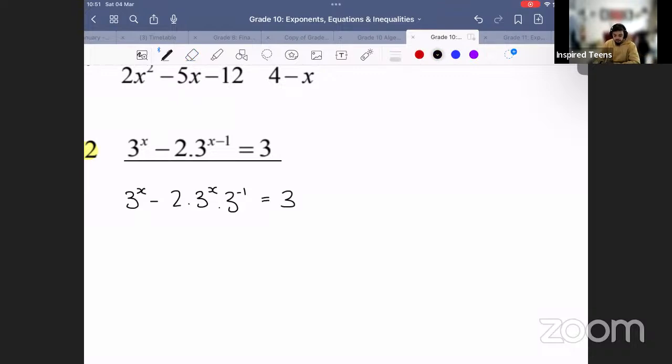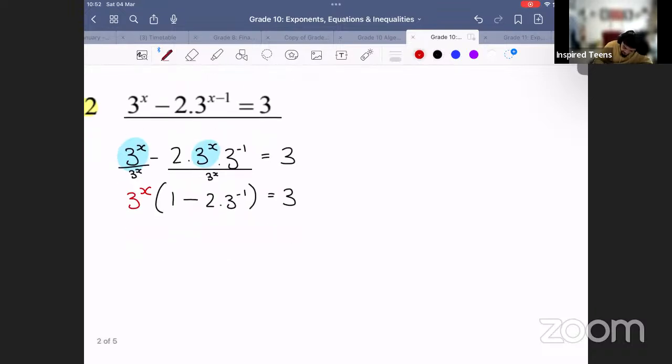So there's actually 2 ways of solving this. The first way is by identifying that 3 to the x is common in both terms, so I can take it as a common factor. When I take 3 to the x as a common factor, I'm left with 1 minus 2 times 3 to the negative 1, and this is equal to 3. So I'm going to take it over as division. 3 to the x is equal to 3 divided by 1 minus 2 times 3 to the negative 1. This is actually 1 minus 2 over 3, which is 3 over 2.